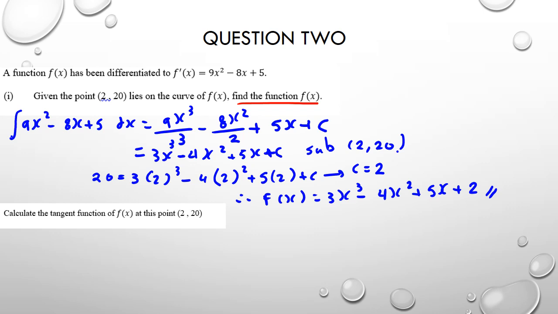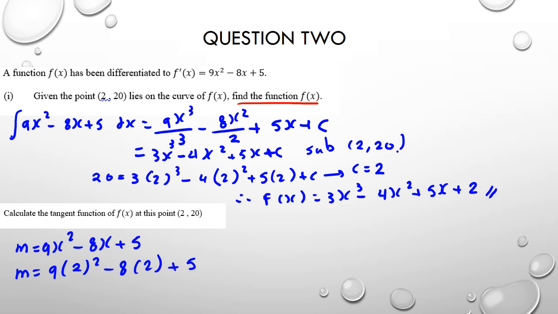Now for the tangent, you basically substitute 2 in the differentiated function, and the differentiated function is already being given to you. The gradient function is already being given to you because they give you the derivative. Then substitute 2 in there. Okay, and that gives you 25.